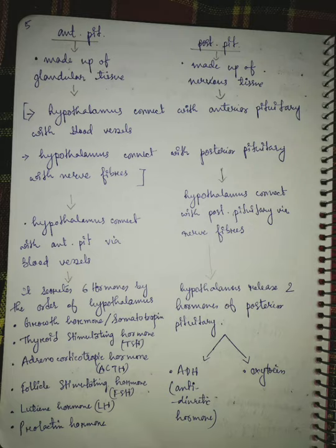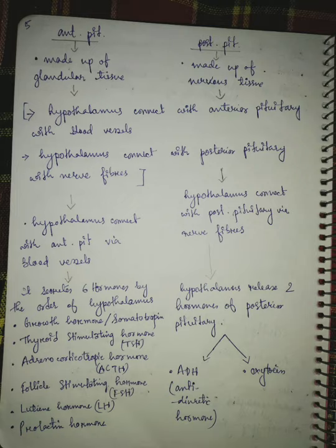Anterior pituitary secretes 6 hormones by the order of hypothalamus. Hypothalamus gives the order to the anterior pituitary that you have to secrete some hormones. So what are those hormones? Growth hormone or somatotropin, thyroid stimulating hormone TSH, adrenocorticotropic hormone ACTH, follicle stimulating hormone FSH, luteinizing hormone LH, and prolactin hormone.